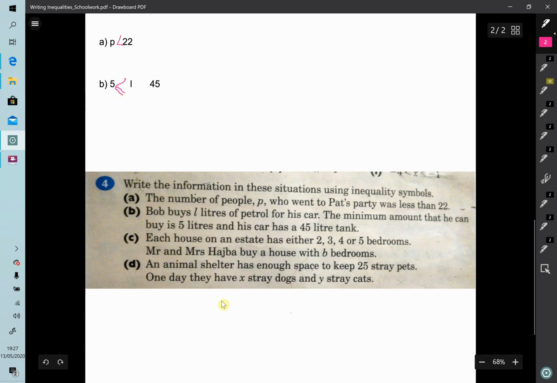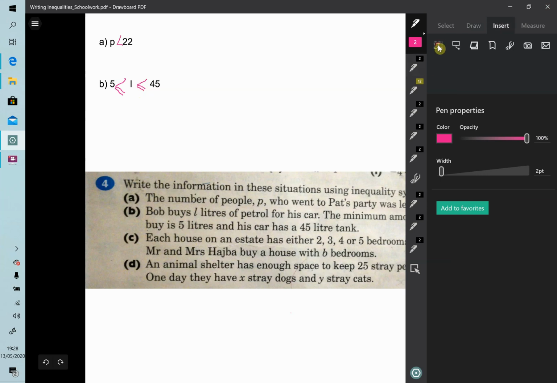And his car has a 45-liter tank. So up to how many liters can I fill in the tank of my car? And that is 45. But I can't fill in more than 45. I can't fill in 46 liters. So the liter symbol must definitely be smaller than 45. But if the capacity is 45 liters, then I place the equal symbol.